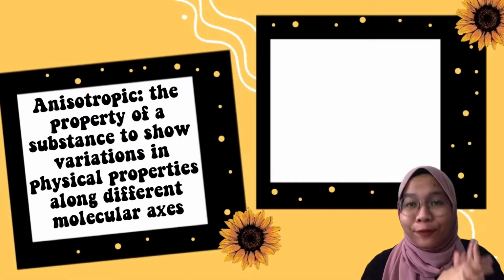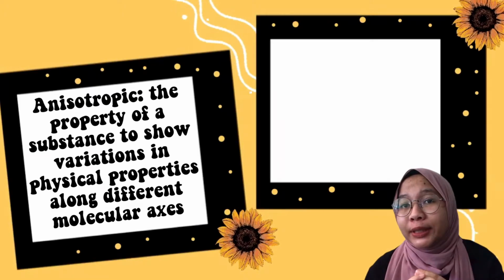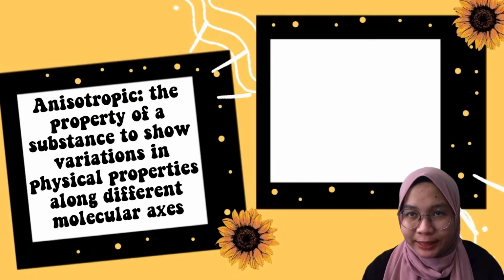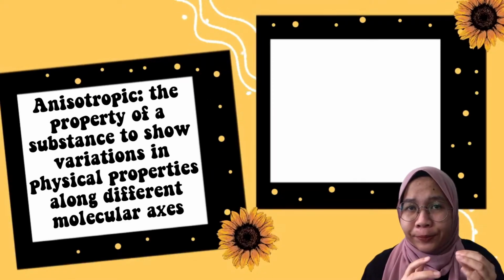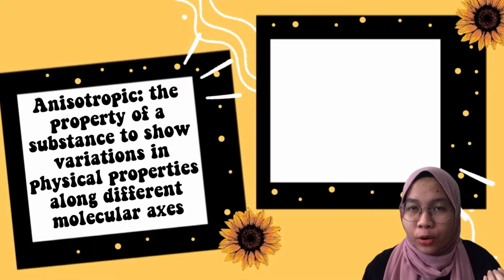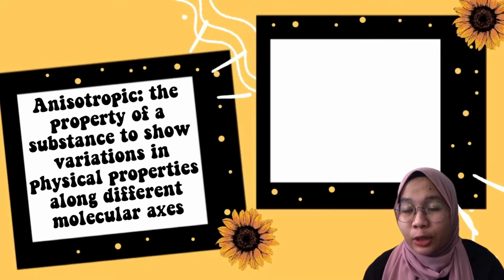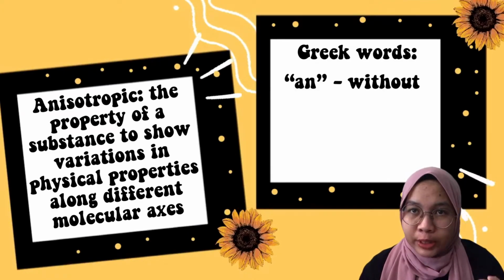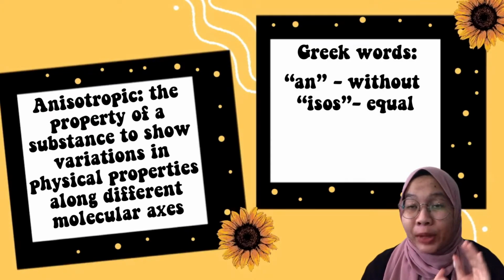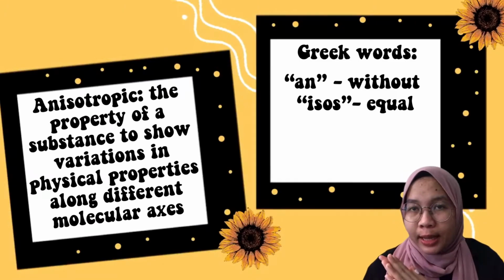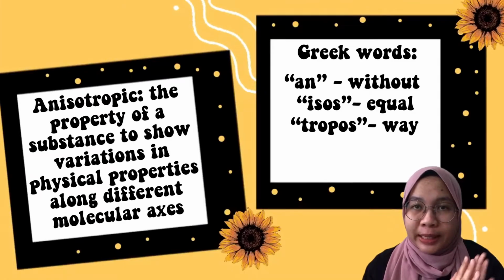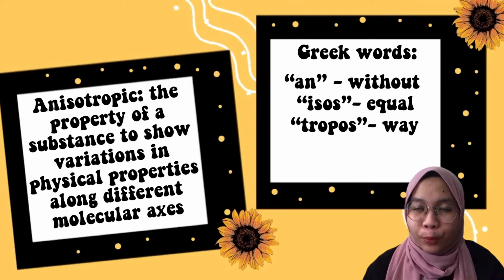Anisotropic could be defined as the quality of a substance showing various physical properties when measured along different directions or different molecular axes. The word anisotropic comes from the Greek words an, which means without, isos, which means equal, and tropos, which means way. Thus, anisotropic, in a simple meaning, has different properties in different directions.